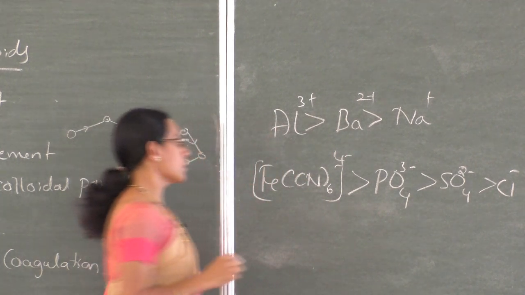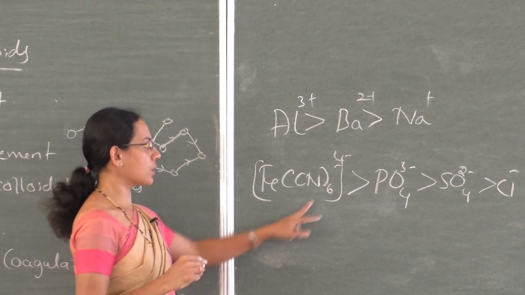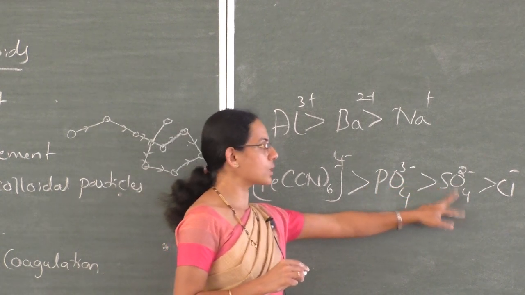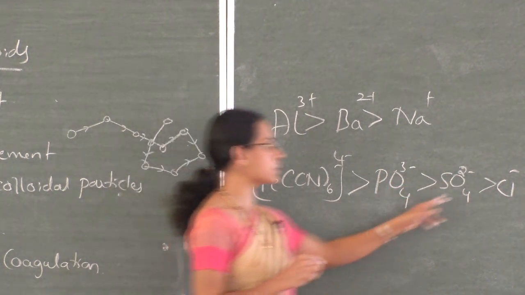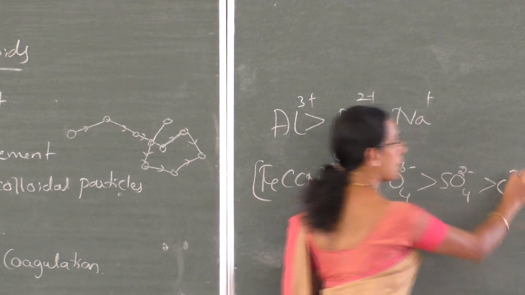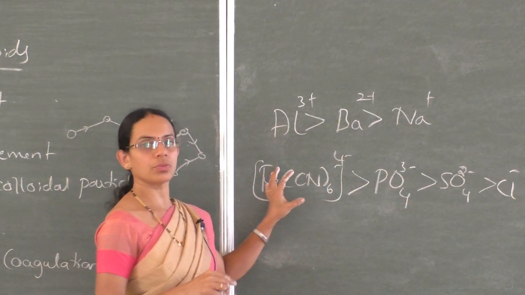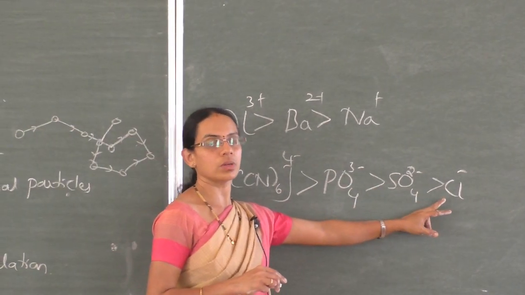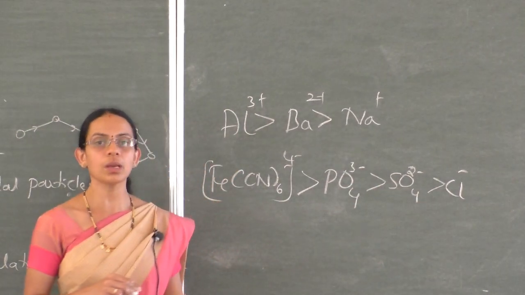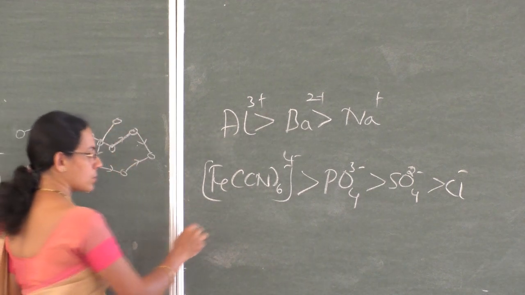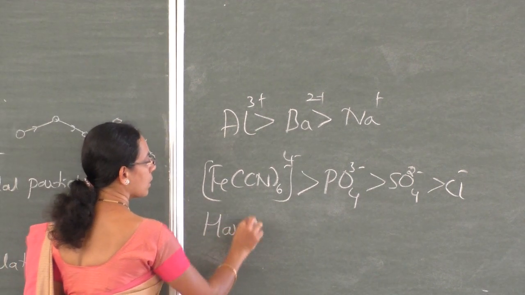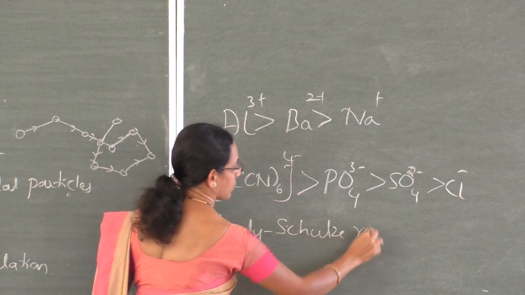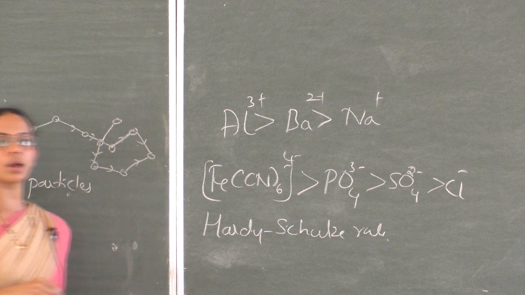Ferricyanide ion, a complex ion with valency 4 minus, phosphate ion with a valency 3 minus, sulfate ion with a valency 2 minus, and a chloride ion, Cl minus, with a valency 1 minus. A small amount of the complex ion is needed, whereas a large amount of chloride ion is needed to cause the precipitation of a positively charged sol. So this observation is called Hardy-Schulze rule.